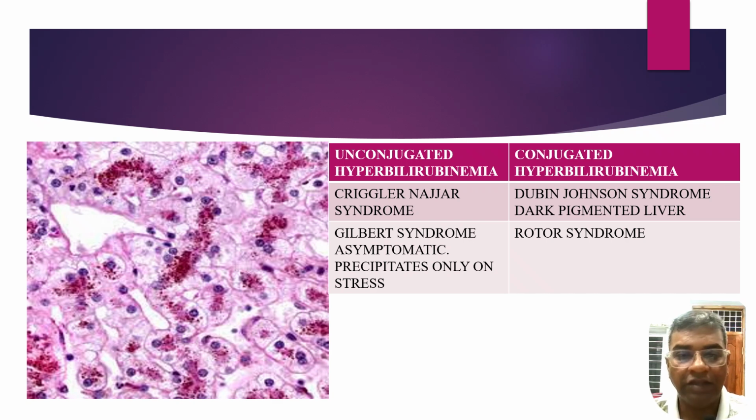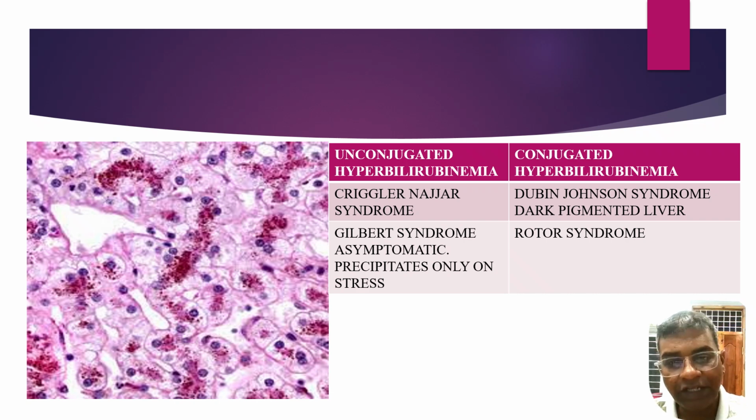Genetic defects: there are two syndromes associated with the genetic defects. One is Gilbert syndrome and the other is Crigler-Najjar syndrome. Gilbert syndrome is asymptomatic, precipitates only on stress in adults, and is asymptomatic in children. Whereas Crigler-Najjar syndrome is of two types, Crigler-Najjar syndrome 1 and Crigler-Najjar syndrome 2. So Gilbert syndrome and Crigler-Najjar syndrome will present with unconjugated hyperbilirubinemia.